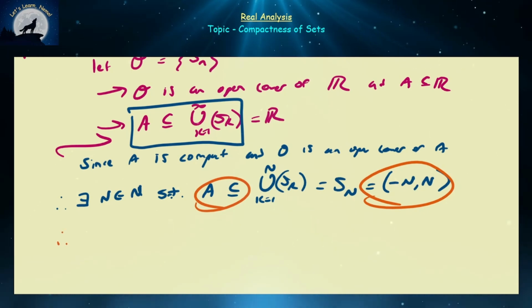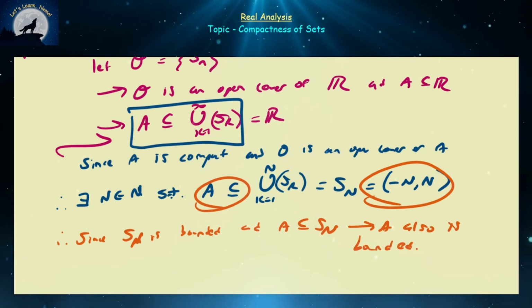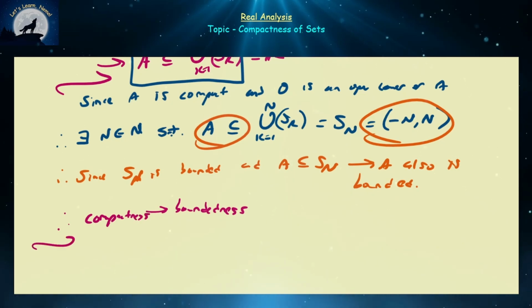Right? So A is a subset of this set. So we clearly see that S capital N is bounded. So therefore, since S capital N is bounded, and A is a subset of S capital N, that means A also is bounded, right? Because if you're a subset of a bounded set, you are bounded by the bounds of that set. So if A is compact, then it is bounded. We can clearly see that. So we see that compactness implies boundedness.